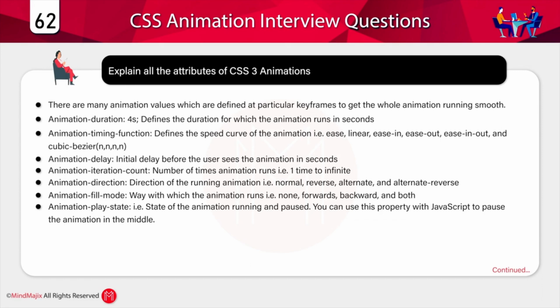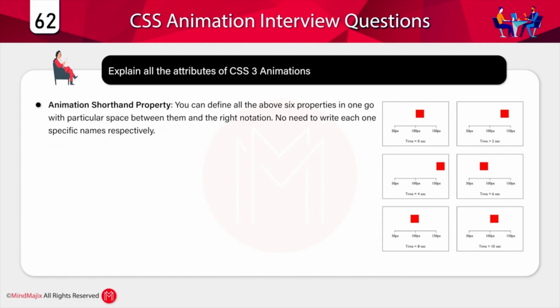See, the animation shorthand property. You can define all the above properties in one go, with a space between them, in shorthand notation. No need to write each specific name respectively. We can define all of the above properties in a single command, that is a single property. Yes, the animation shorthand property like this. You need not explicitly specify them, just space separated. Now property values we can give.